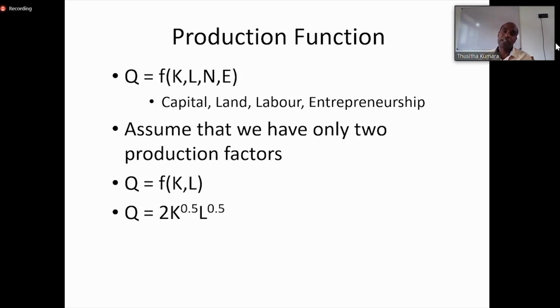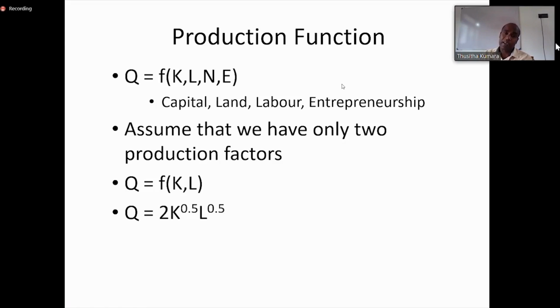So when you work with the algebra, of course, you can later relax this and increase the number of production factors. And in fact, we do that, not at your level, but in the management faculty, these ENM students, they are estimating the demand functions using several variables. For you, this is enough. We assume that there will be only two production factors, capital and labor.